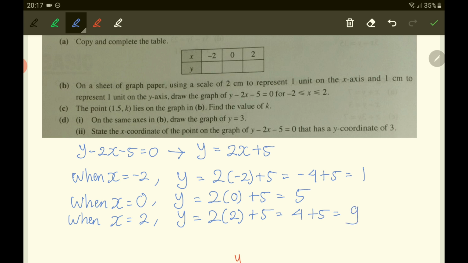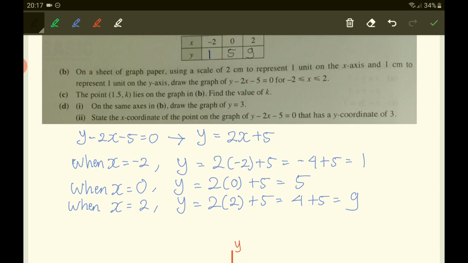So now the values here: we get 1 here, maybe you cannot see, I want to make it black. This is 1, this is 5, and this is 9. So we get the values of y now. We're done with part A. Now we go to part B.